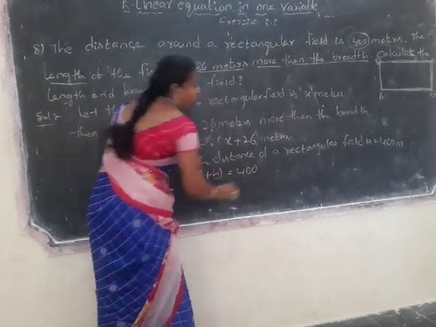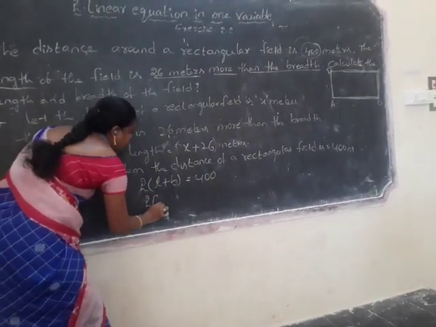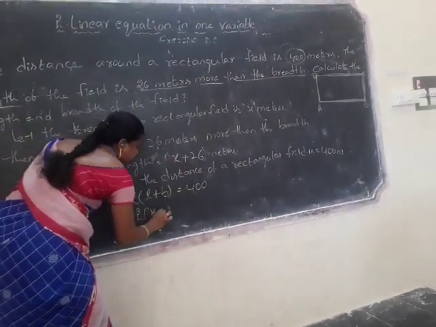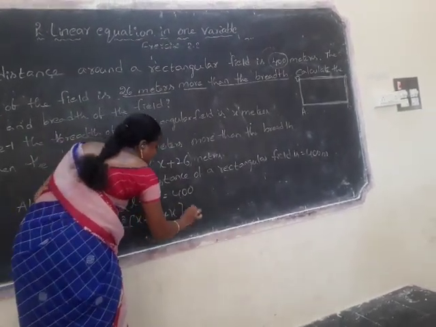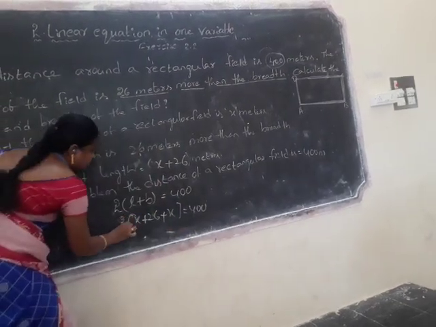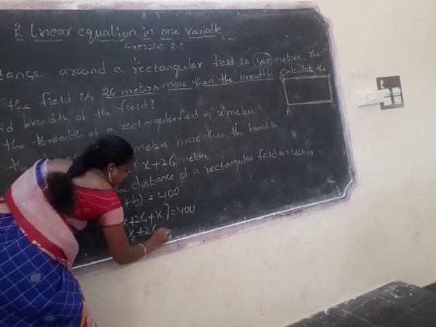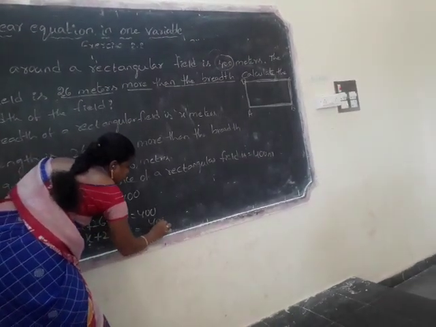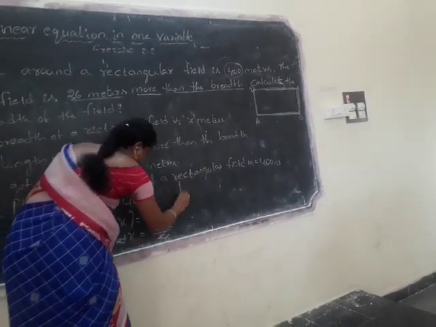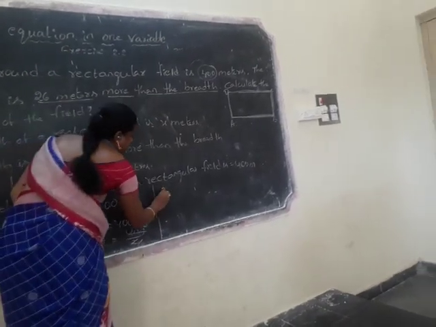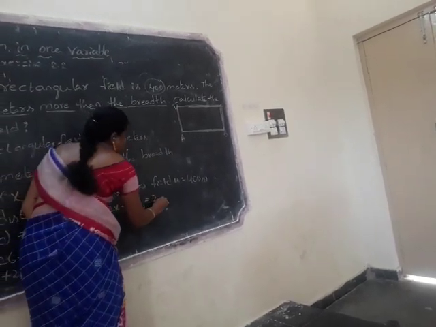Already we did such types of problems in 7th class. 2 into, here length is x plus 26, next breadth value we take x, equals 400. The multiplication of 2 we transpose to division. 2 ones are 2, 2 twos are 4, we take zeros. x plus x, we get 2x plus 26 equal to 200.